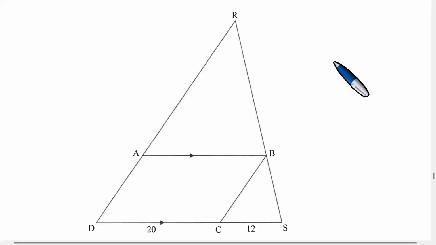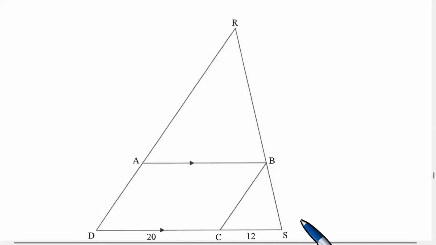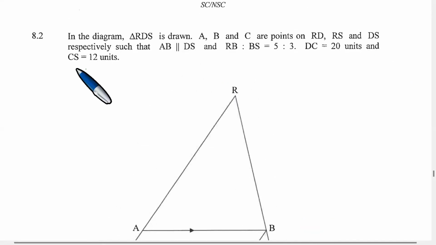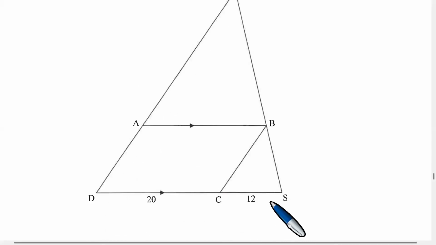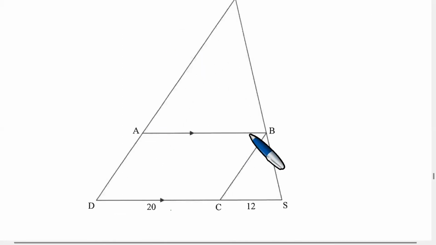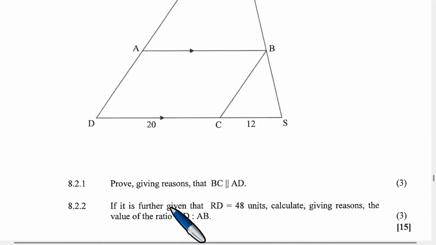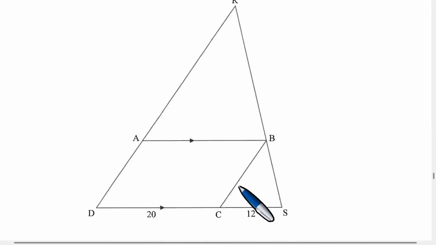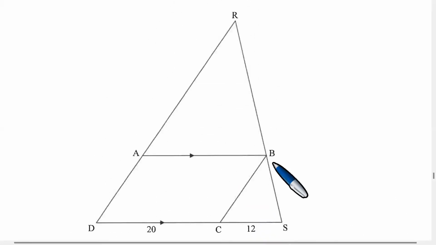DC is 20 units and CS is 12 units. You can see CS is 12 and this is 20. They've also said that AB is parallel to DS. Prove, giving reasons, that BC is parallel to AD. Okay, let's prove that one. Let's write the proof.